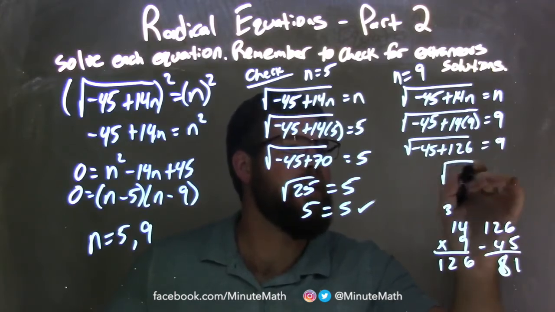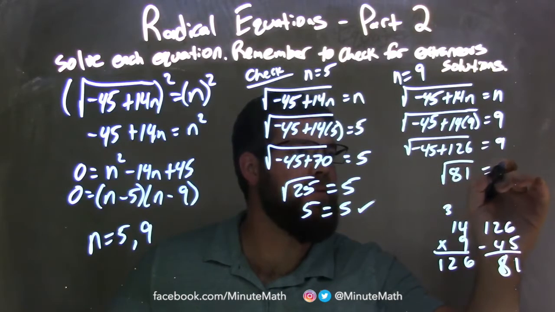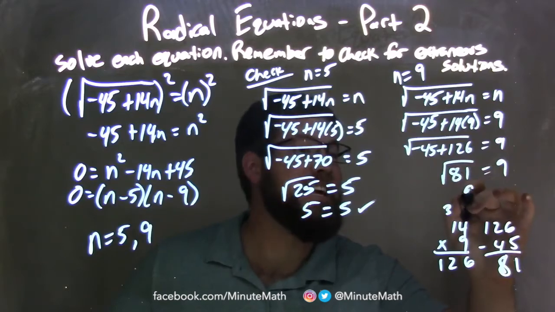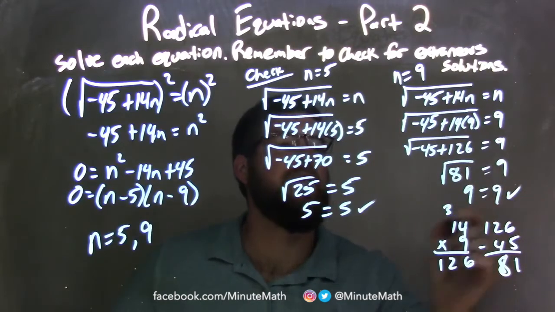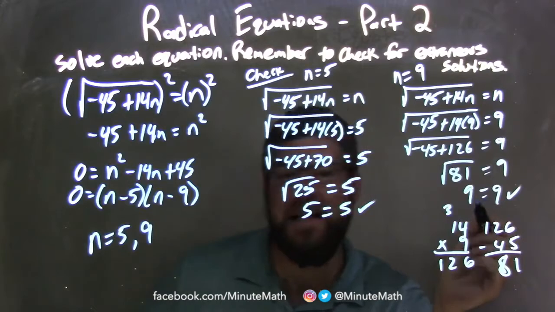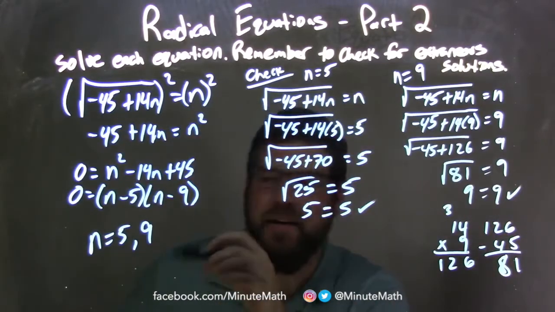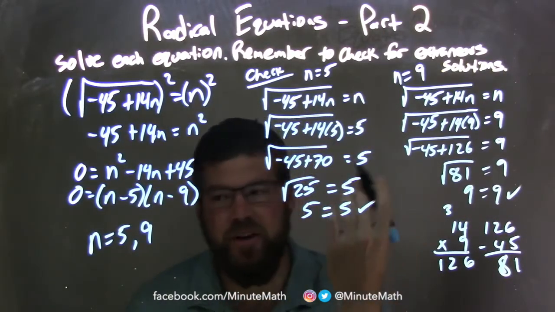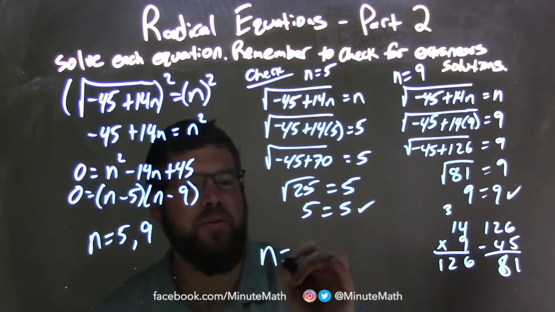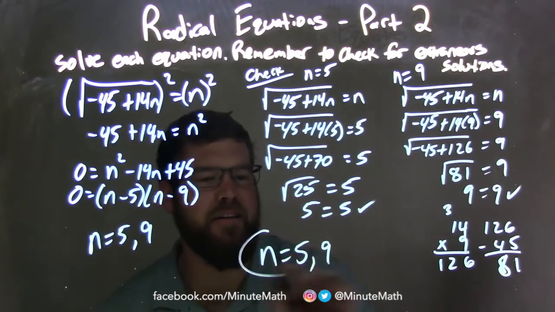Alright, so we have the square root here of 81 equals 9, and the square root of 81 is 9. Left and right hand side are both equal. Fantastic, confirming that 9 is a true solution. So we had no extraneous solutions in this case, and so our two answers are 5 and 9.